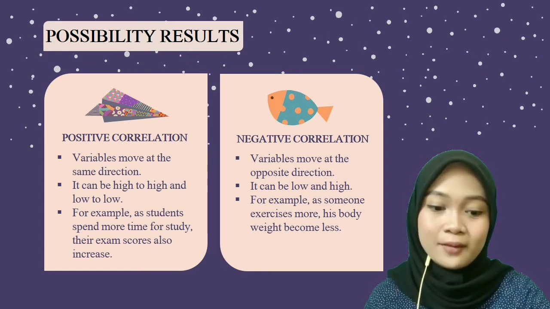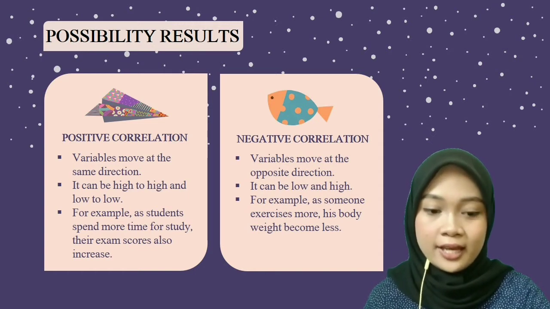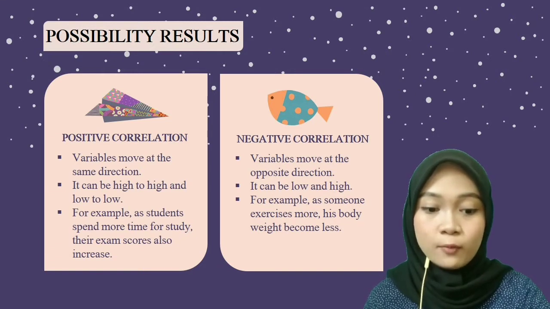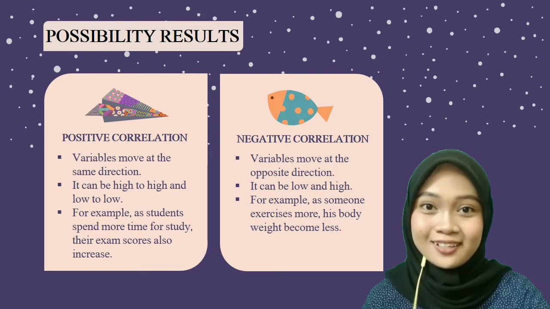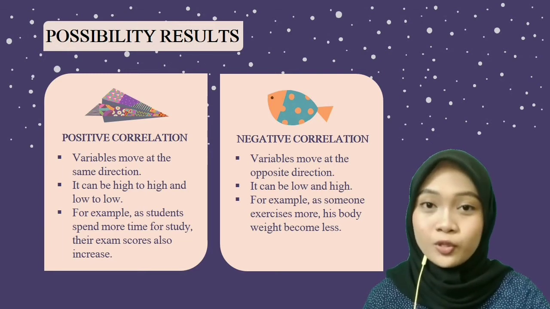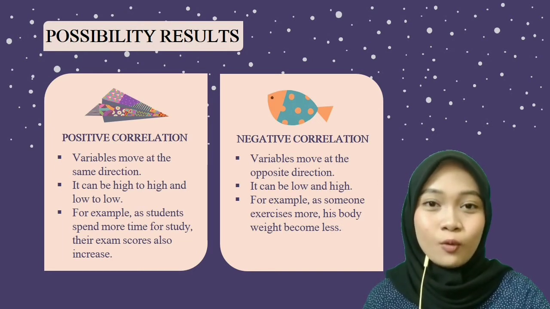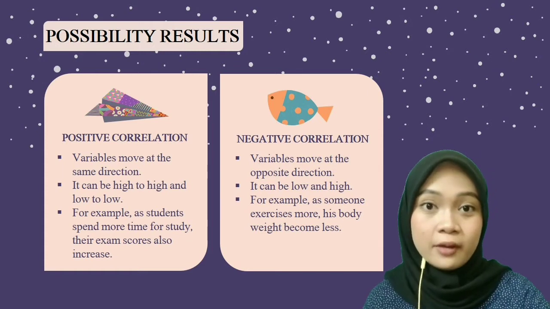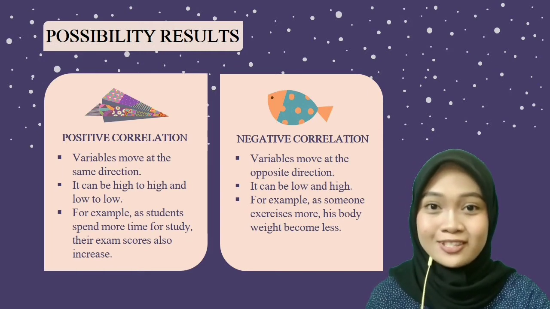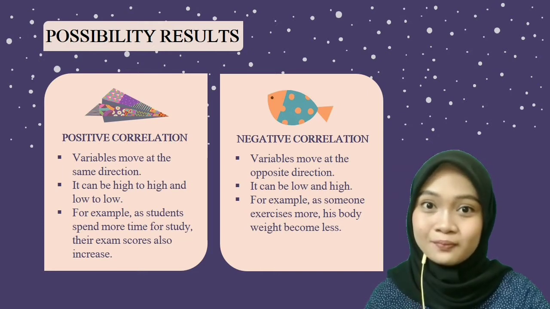As students spend more time studying, their exam scores also increase. Variable A here is as students spend more time studying. It is increased, right? And the second variable is their exam scores also increase. The key point is increase, so both variable A and variable B are increased. It shows that this is positive correlation.